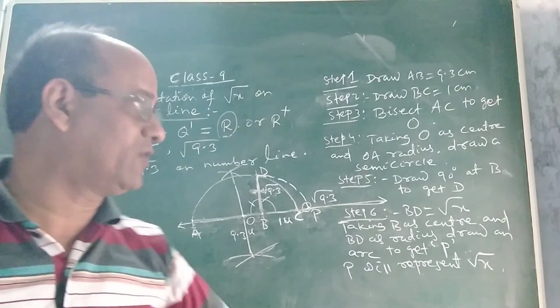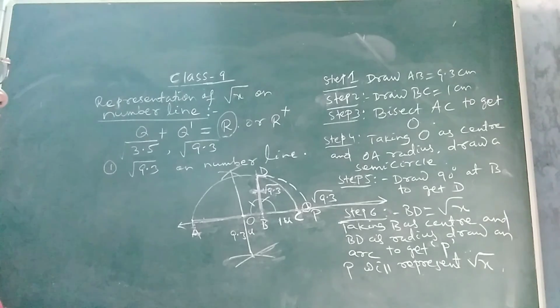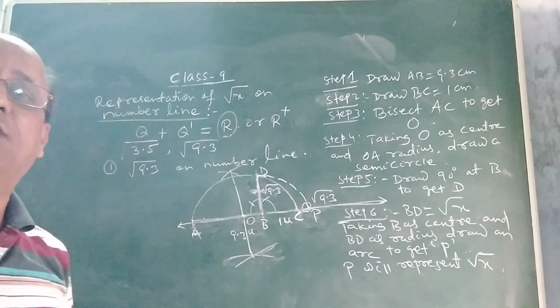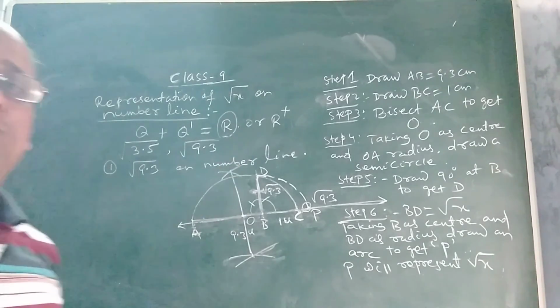Okay, I think children you understood how to represent the square root of a positive real number on the number line. And what is a real number, I also told you. We will discuss its proof in some other class.